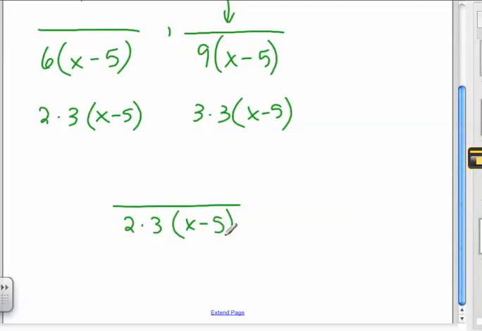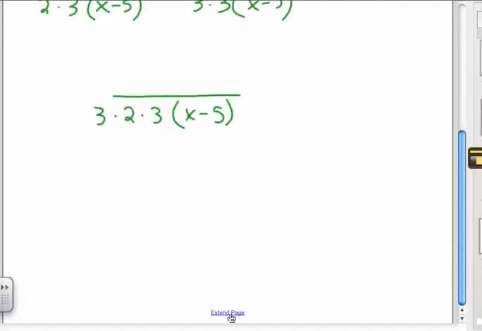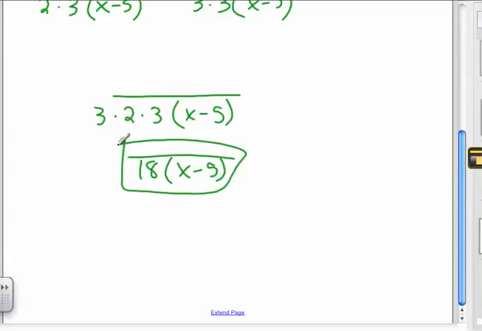Now, what do I still need in order to make the second denominator, David? Another 3. Okay. There we go. So now the least common denominator is going to be 18 times x minus 5. Done.